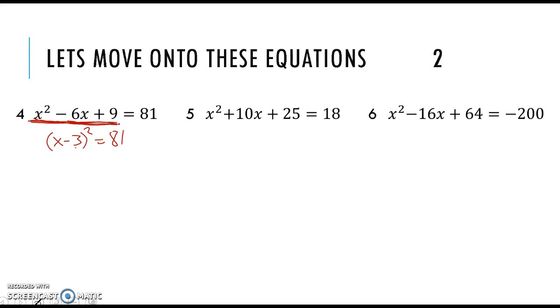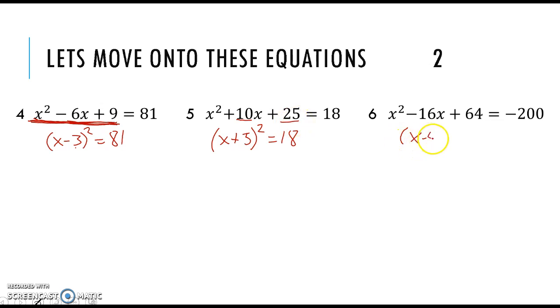Number 5, I would write the same way. It's going to look like this. It's going to be x plus 5 squared equals 18. Half of 10 is 5. 5 squared is 25.